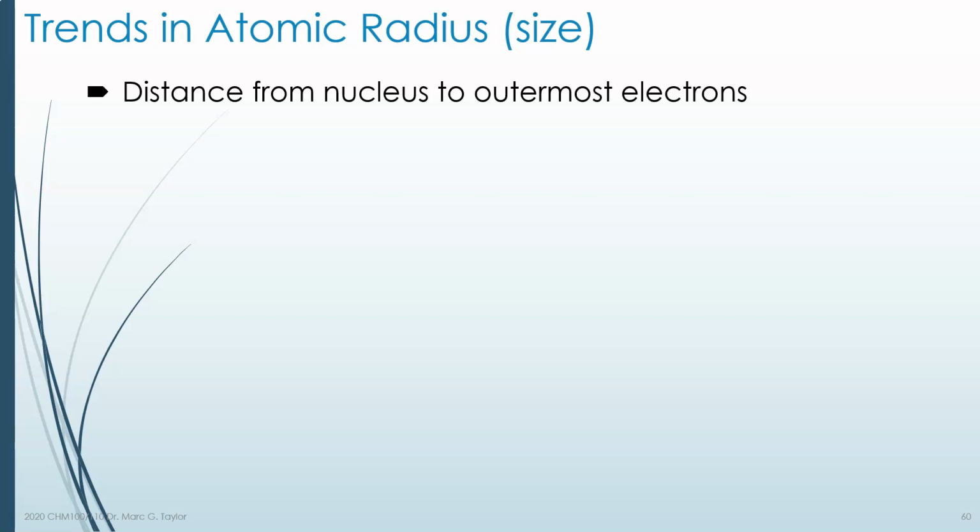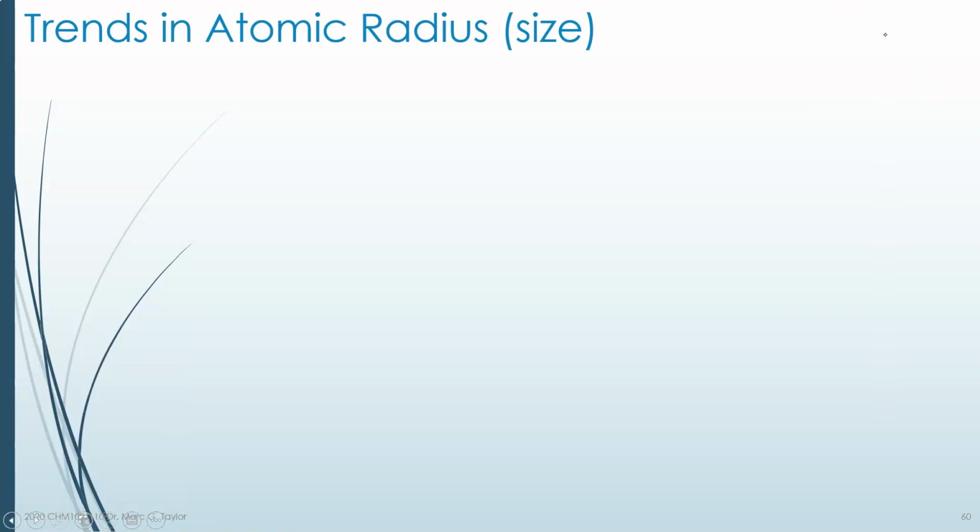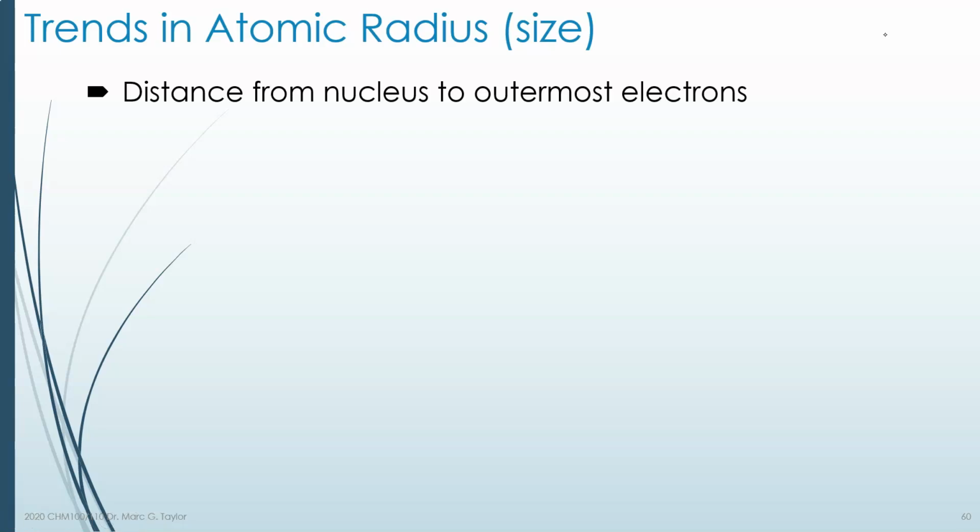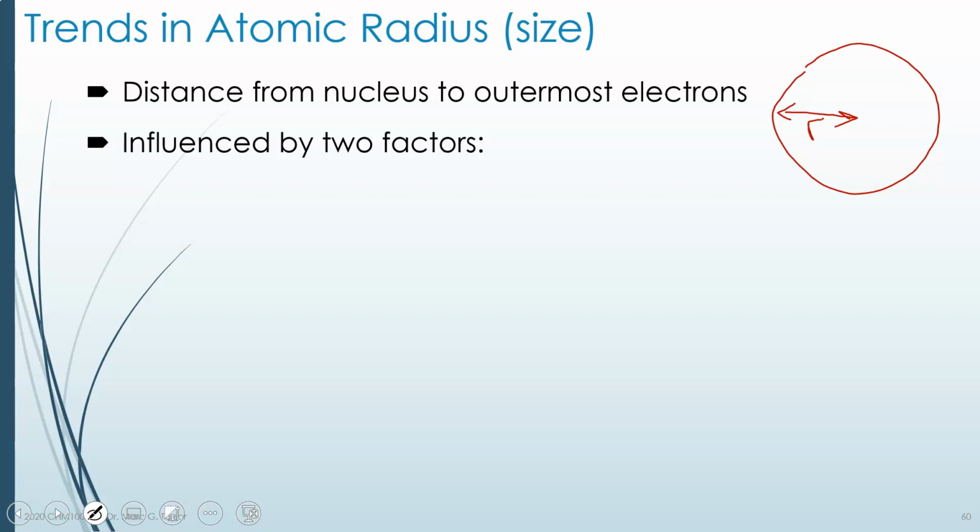The first one is a trend in atomic radius, and this is really a measurement of the size of an atom. We can think of the atom as roughly a sphere. Let's draw that. So just draw a ball here. We have the nucleus in the center, a tiny little dot, and the distance from the nucleus to the outermost electrons, that would be the radius of the sphere or the radius of the atom, and we call that the atomic radius. And this is influenced by 2 factors.